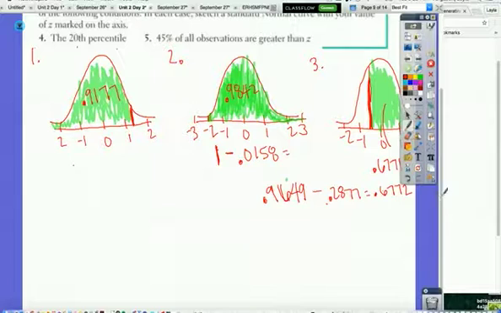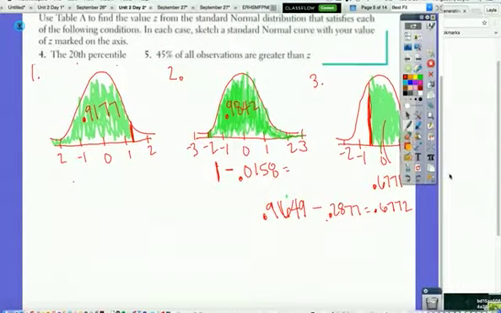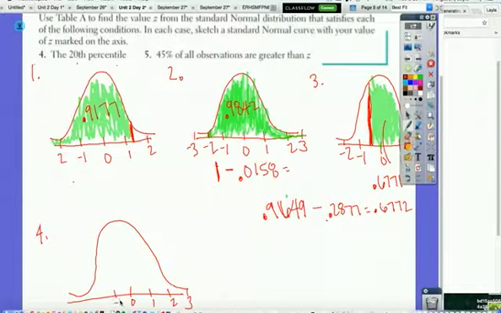All right, number 4 says use table A to find value x from the standard normal distribution that satisfies each of the following conditions. In each case, sketch a standard normal curve with your value of x marked on the axis. So for number 4, you would have your standard normal curve. You would have a mean of 0 because it's a standard normal. You would have 1, 2, 3, -1, -2, -3. All right, you have to find the 20th percentile.